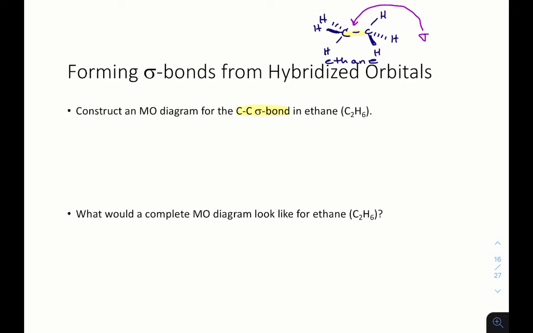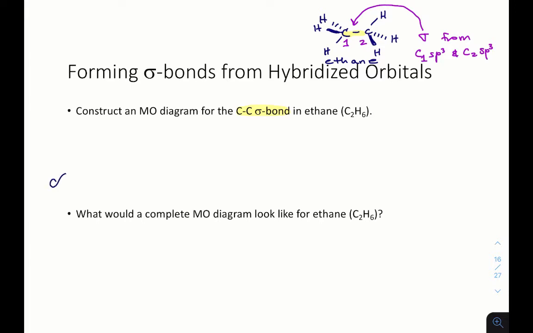So the sigma bond in ethane is from a carbon sp3 orbital. We can number our carbons if we want, carbon 1 and 2. So from an sp3 orbital on carbon 1 and an sp3 orbital on carbon 2. How do I know that? Well, both of these atoms are sp3 hybridized. They have tetrahedral electron pair geometry. Atoms that are sp3 hybridized only have sp3 orbitals. They have 4 sp3 orbitals with which they make their bonds or hold lone pairs.